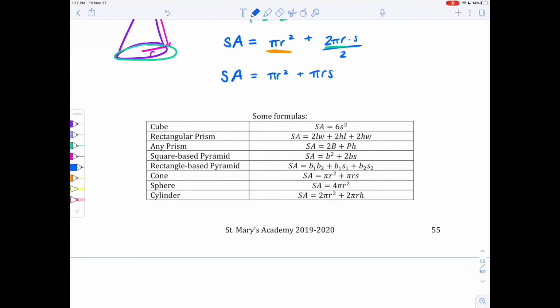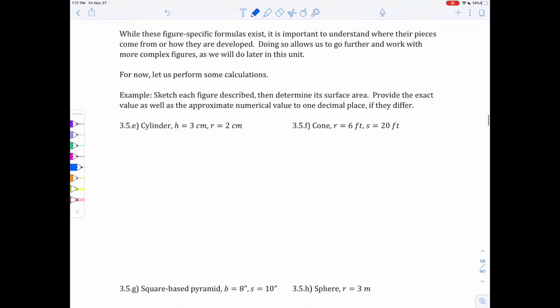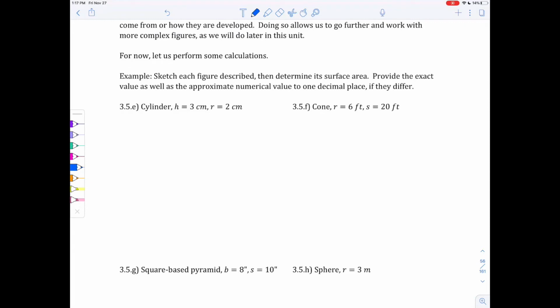But if you wanted to practice deriving them and wanted to see where you'd end up, these are provided to you. If you want to use those other ones, you'll have to memorize them.